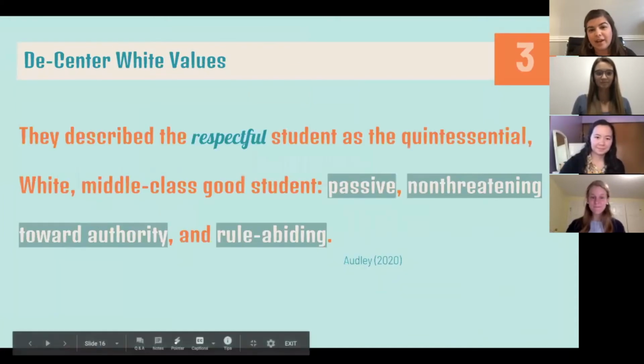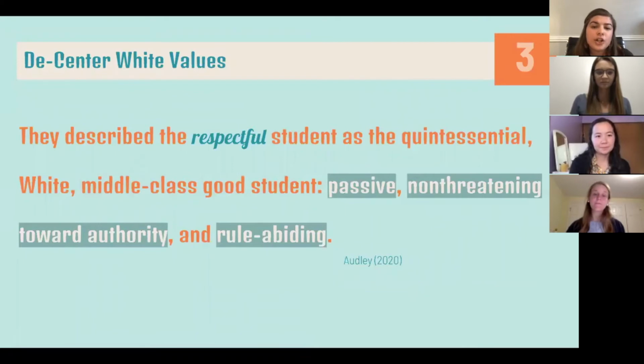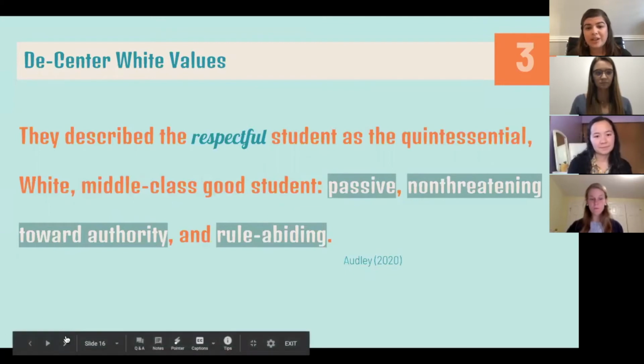And finally, on the next slide, our last item for your inner work is to consider your conception of respect and how that may be based in white values. One scholar interviewed a pair of white educators teaching in urban schools, and they each described their ideal respectful student as the quintessential white middle-class good student. They used characteristics like passive, non-threatening towards authority, and rule-abiding to describe these students. With these values and characteristics at the center of their conception of respect, they continued to face cultural disequilibrium.